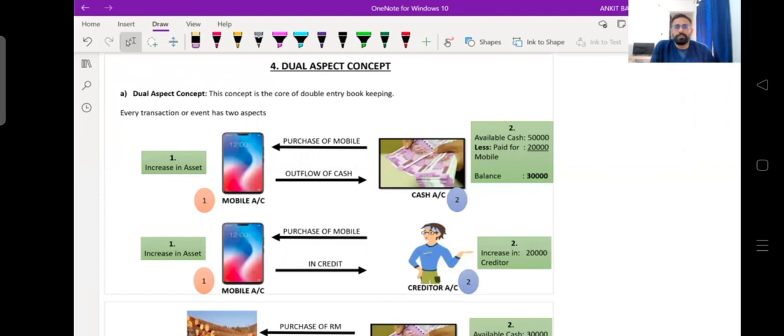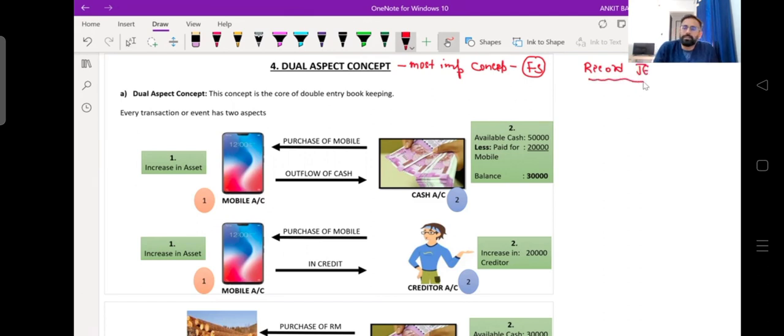So today we will be discussing the dual aspect concept. Dual aspect is the most important concept. Why am I saying that this is the most important concept? Because whenever you prepare your financial statements, it is mandatory for you to follow the dual aspect concept, whenever you record journal entries. So the very basic assumption which you make for recording a journal entry is the dual aspect concept.